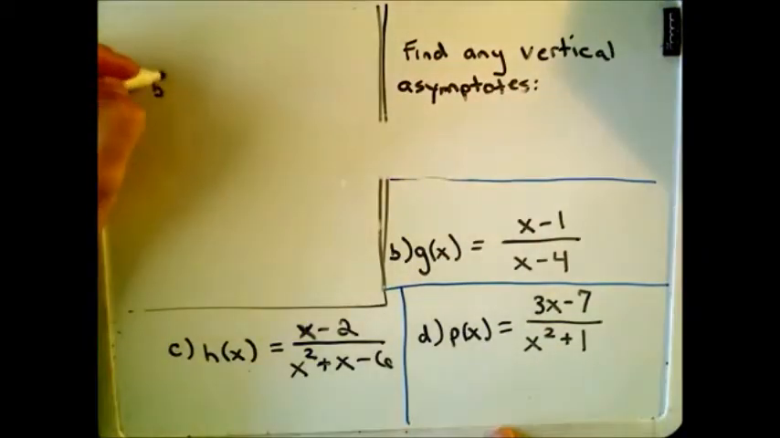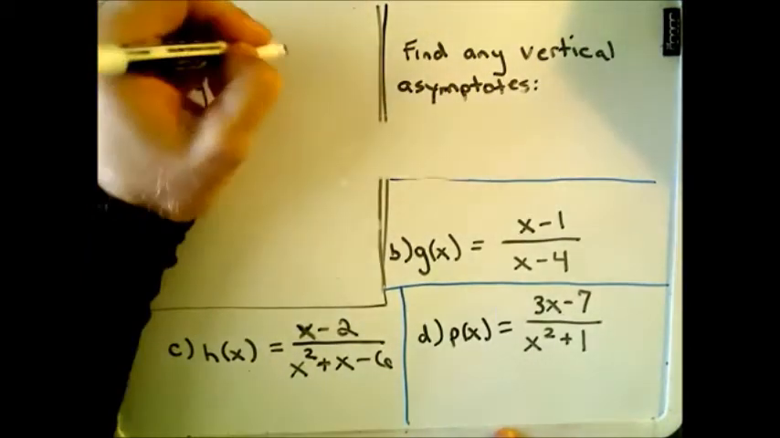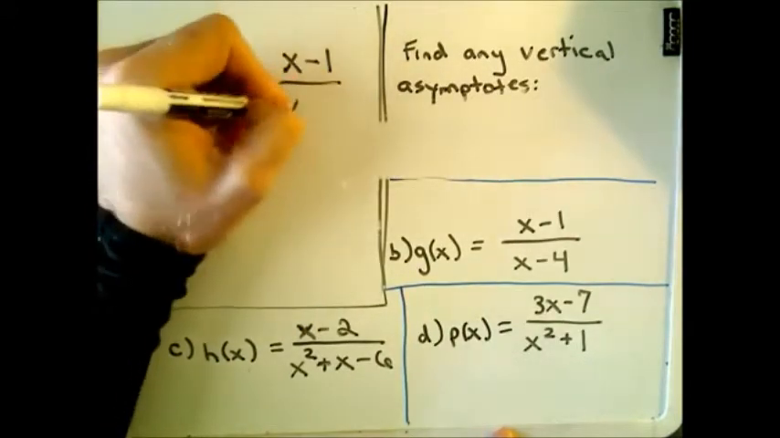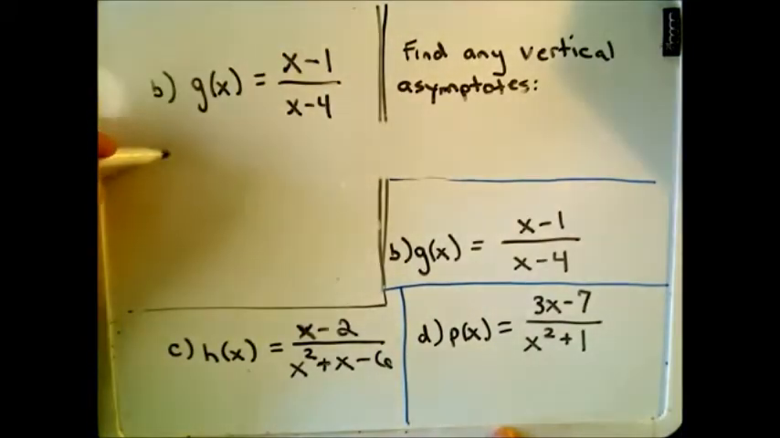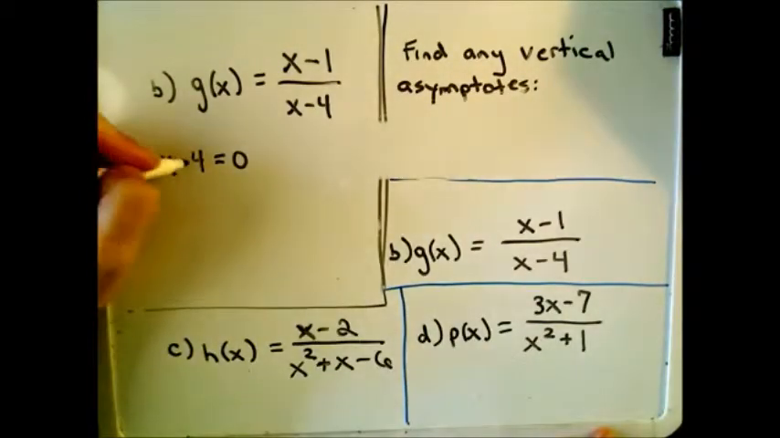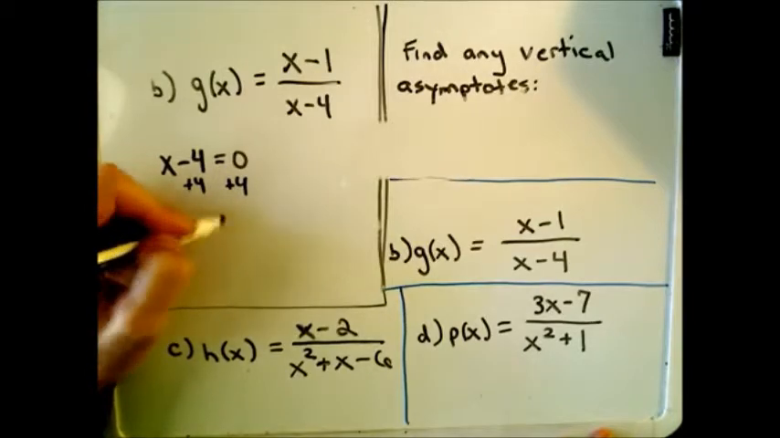Let's look at the next one. Again, pretty simple examples here, just trying to give you the idea of what you need to do algebraically. So x minus 1 on top, x minus 4 on the bottom. Again, I set the bottom equal to 0, and then I have to solve that corresponding equation. Again, this one's pretty easy, just a linear equation. So all we have to do is add 4 to both sides, and we'll get x equals 4.